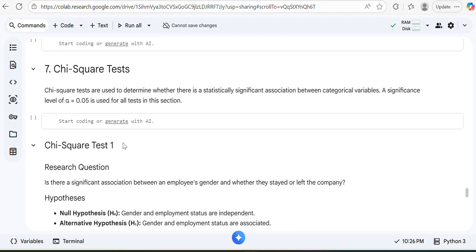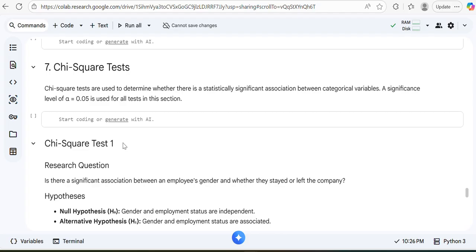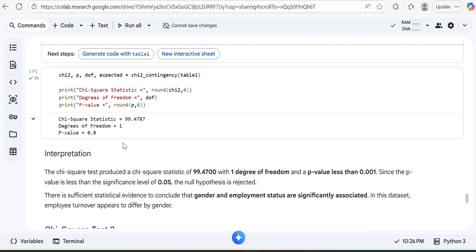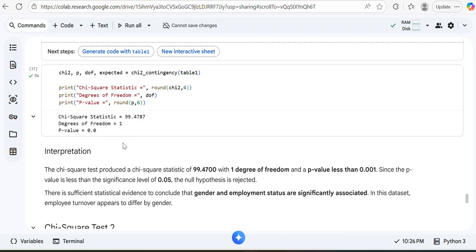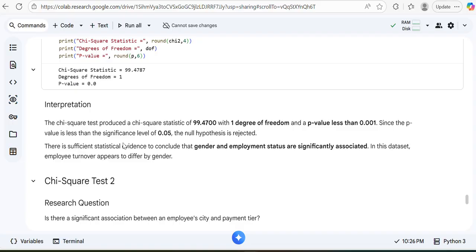The chi-square test. Finally, I performed two chi-square tests. The first investigated whether employee gender and employee status were associated. Since the p-value was less than 0.05, I concluded that employee gender and employee status are significantly associated. The second test examined the relationship between city and payment tier. Again, the p-value was below 0.05, indicating a significant association between these two variables.